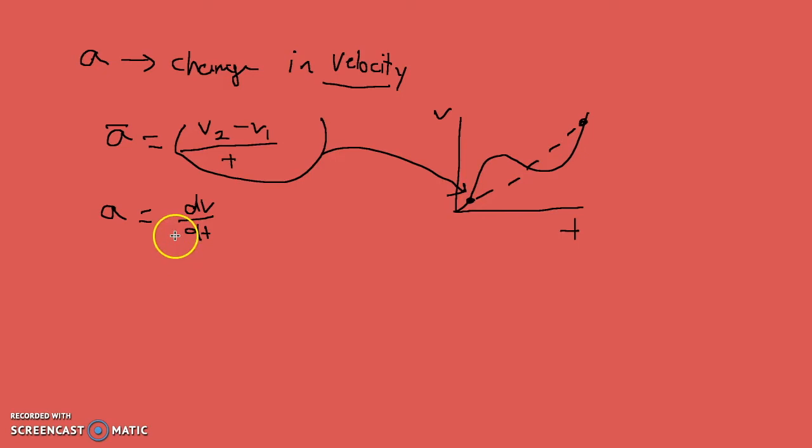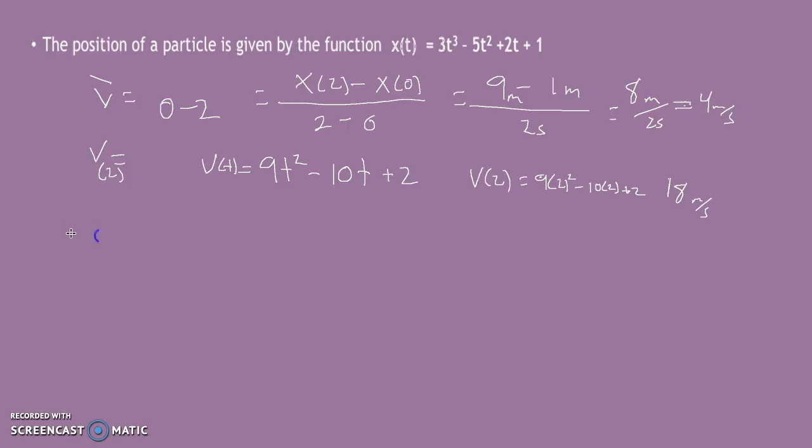Okay, and if I wanted to find the instantaneous acceleration, that would be the slope of a tangent line at any point. Okay, that would give us our instantaneous acceleration. Alright, so I want to go back to this example right here, and I'm going to ask you to find average acceleration between 0 seconds and 2 seconds.